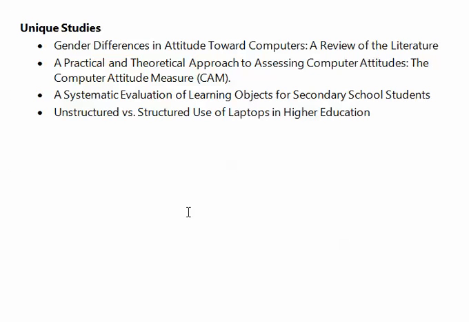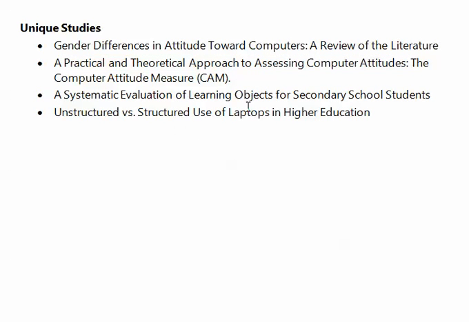Now, sometimes there are unique studies. For example, if you're doing a review of the literature, you might say something like, whatever your topic is, in this case, gender differences in attitudes towards computers, a review of the literature. Or you might say a practical and theoretical approach to assessing computer attitudes if you're doing a measure and then the computer attitude measure. So you talk about the content, and then you say a review of the literature or the name of your scale.